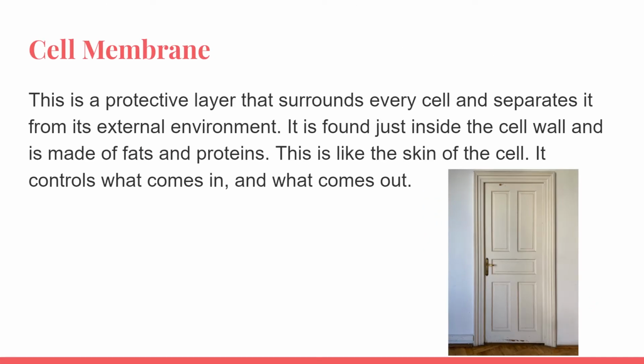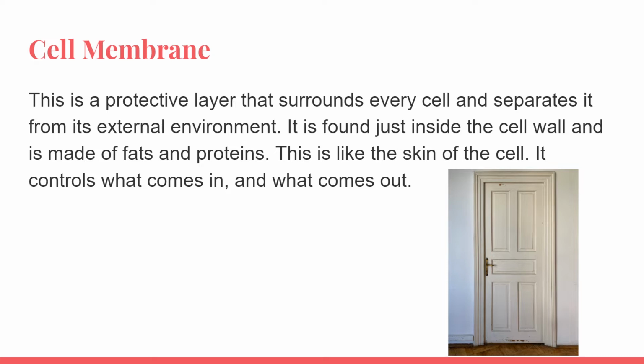So the cell membrane is a protective layer that surrounds every cell and separates it. It is found inside of the cell wall, and it's kind of like the skin. It's made out of fats and proteins. Fats, also known as lipids. It's like the skin of the cell, and it controls what comes in and what goes out, similar to a door in a factory.